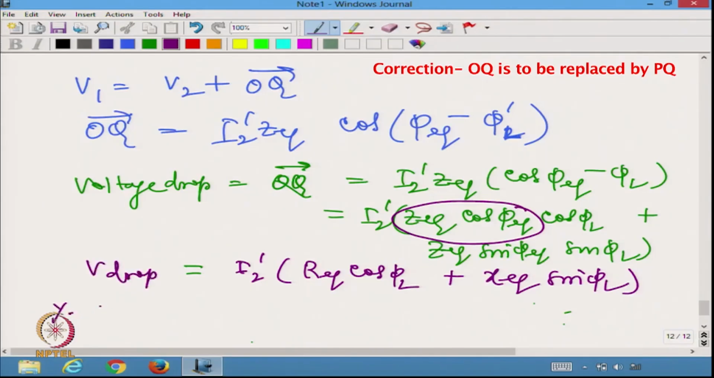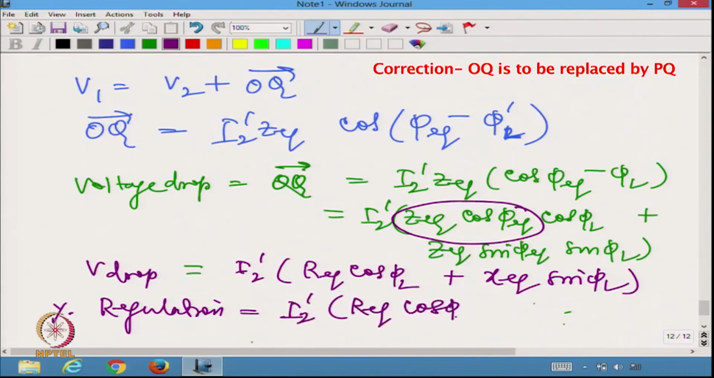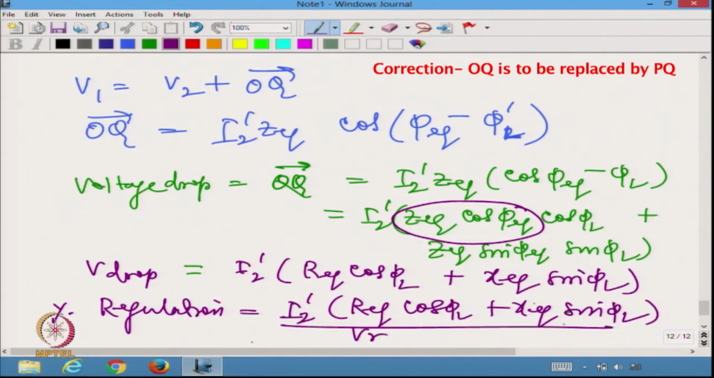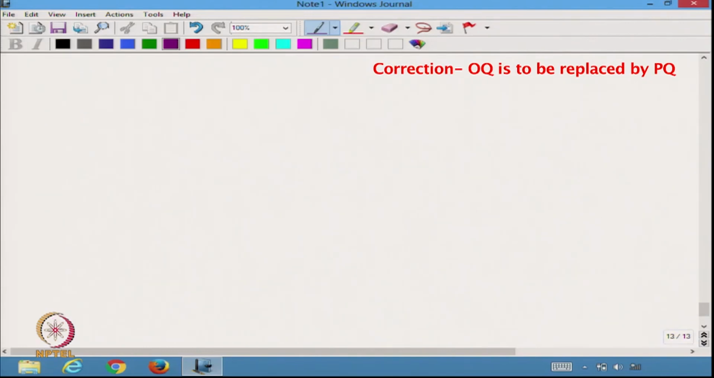So, percentage regulation at any load current I2 dash will be I2 dash multiplied by R equivalent cos phi L plus X equivalent sin phi L, divided by V rated, the whole thing multiplied by 100. This is what is regulation. This is an approximate value of regulation.